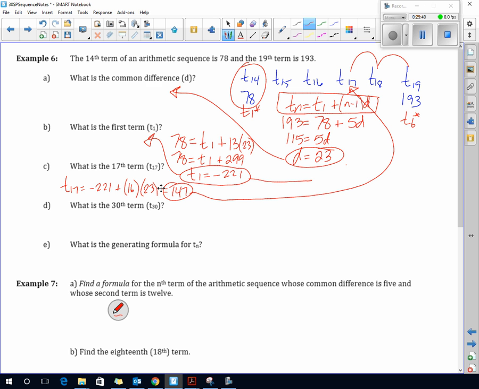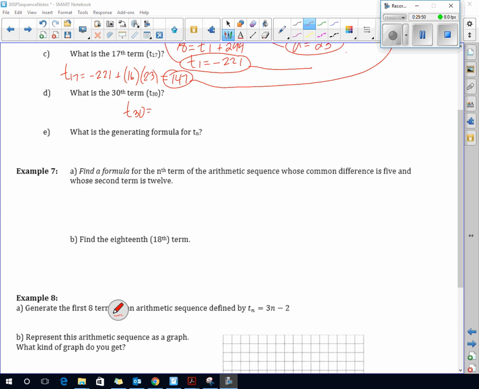Okay, so that would be the first term, which is negative 221, plus n minus 1, which would be 29, times the common difference, which is 23. And you should get 446, right?